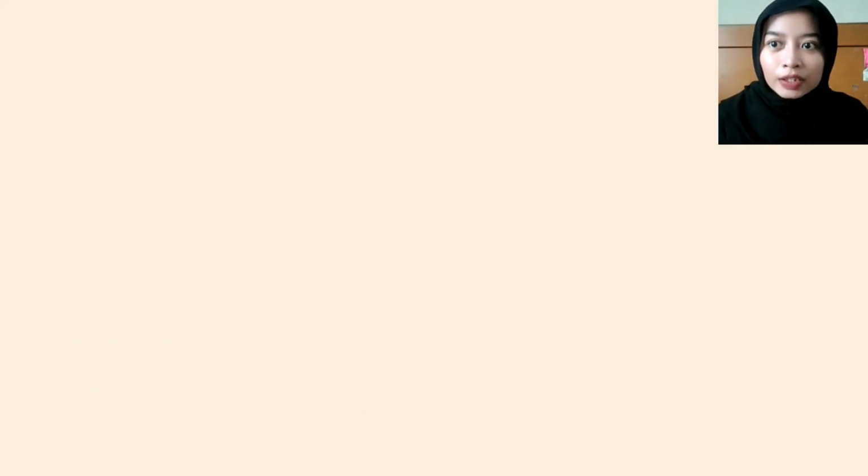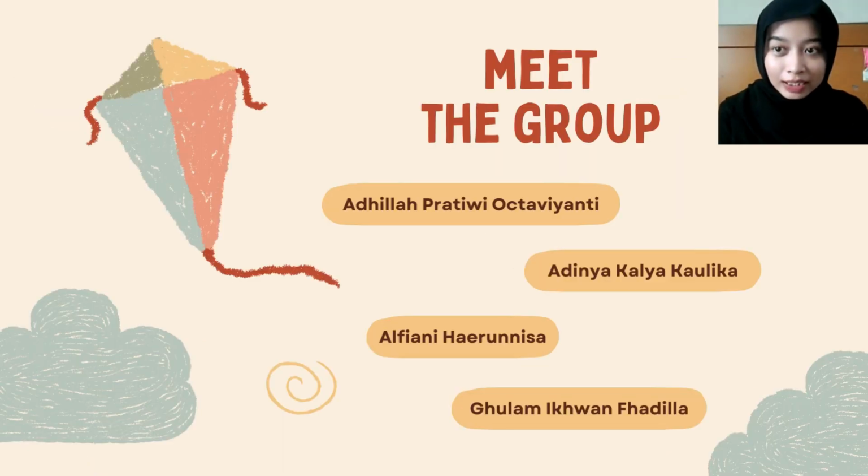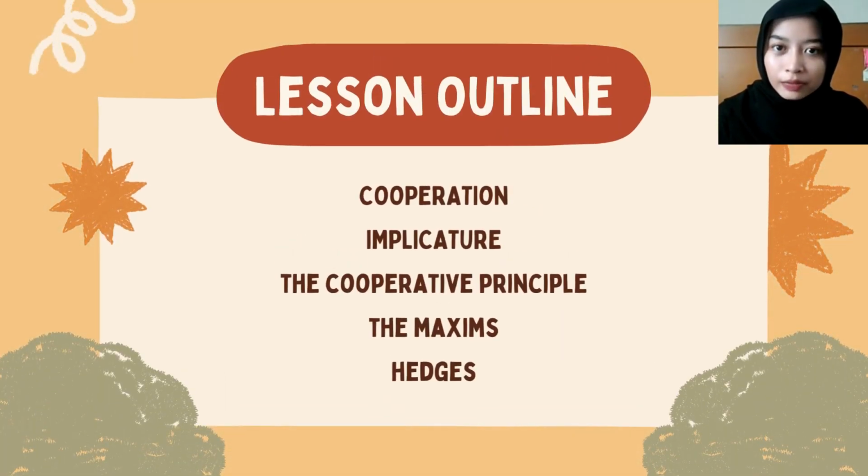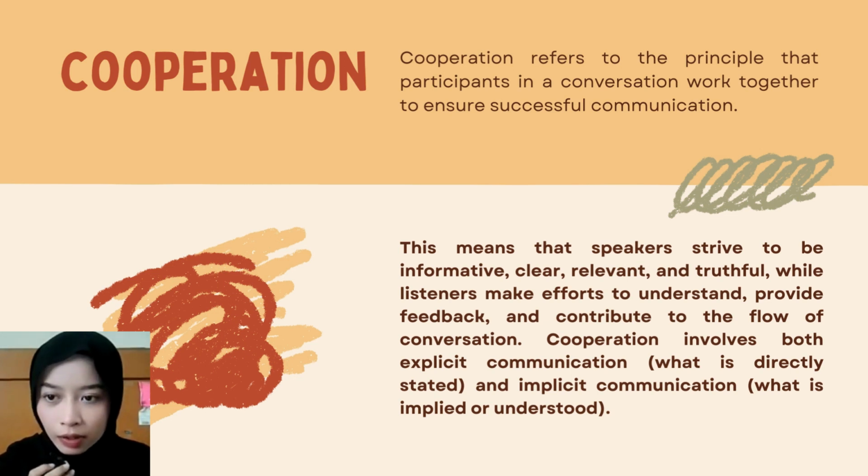Before that, I'm going to introduce myself and my friends first. My name is Adhillah Pratiwi Octaviyanti and there are Adinya Kalya Kaulika, Alfiani Haerunnisa, and Ghulam Ikhwan Fhadilla. And then the outline topics for this material is, of course, cooperation, implicature, the cooperative principle, and the last one is H's. And now I'm going to explain about the first topic, which is cooperation.